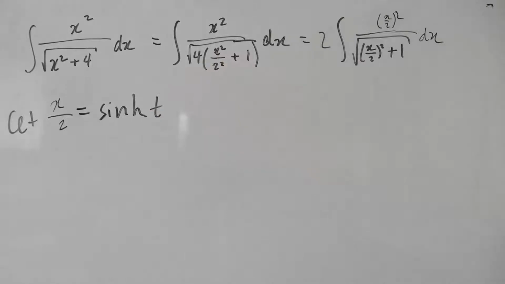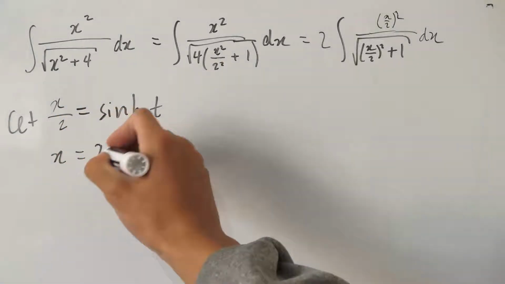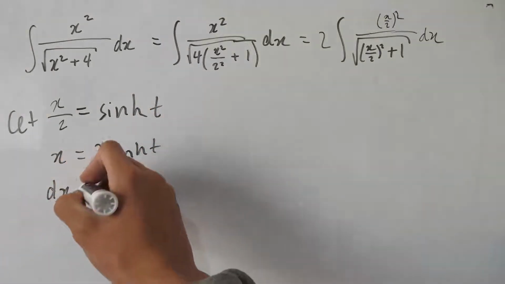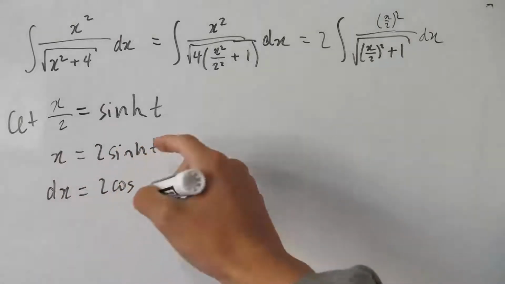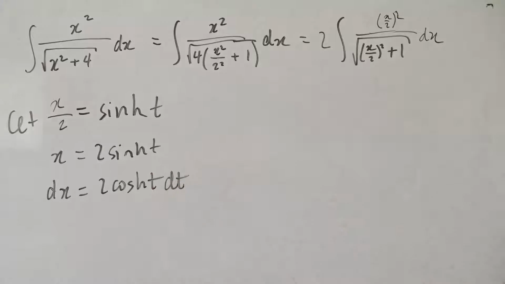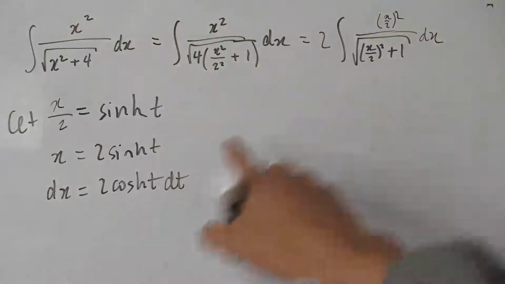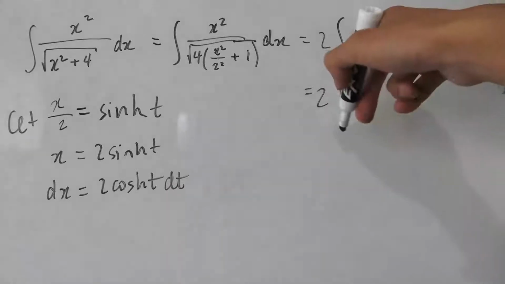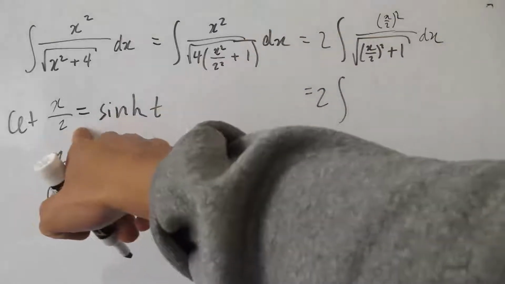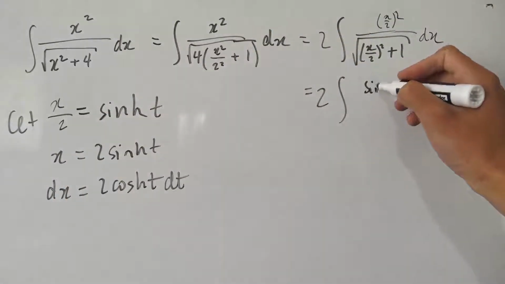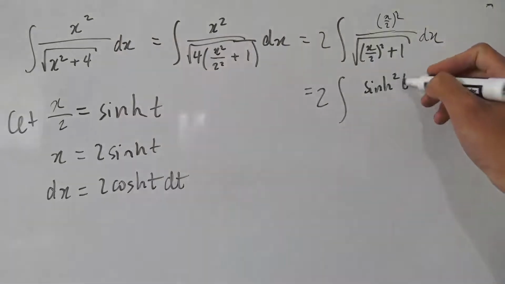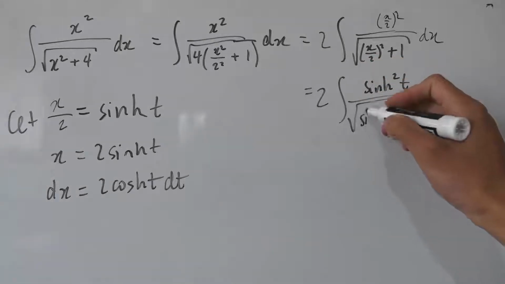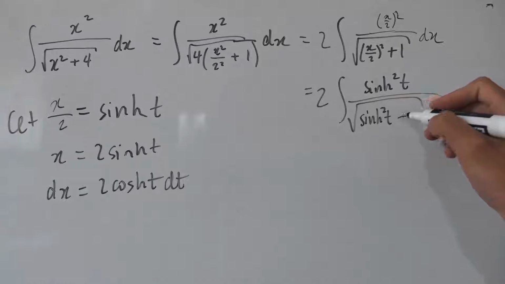There we go. So if we rearrange this, we get x is equal to 2 sinh t. We can differentiate both sides to get our dx. So dx is equal to 2 times the derivative of sinh, which is just cosh t, times dt. And we can throw all this information back into this integral. So we're going to get 2 times the integral. Up here we have x on 2, but we defined that to be sinh of t, so at the top we get sinh of t squared, and on the bottom we get the square root of sinh squared of t plus 1.